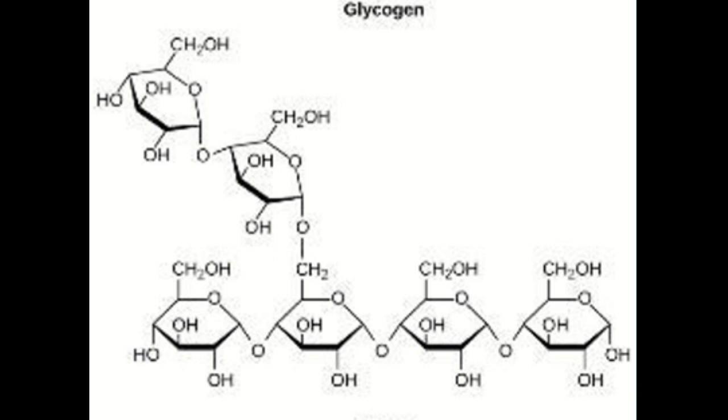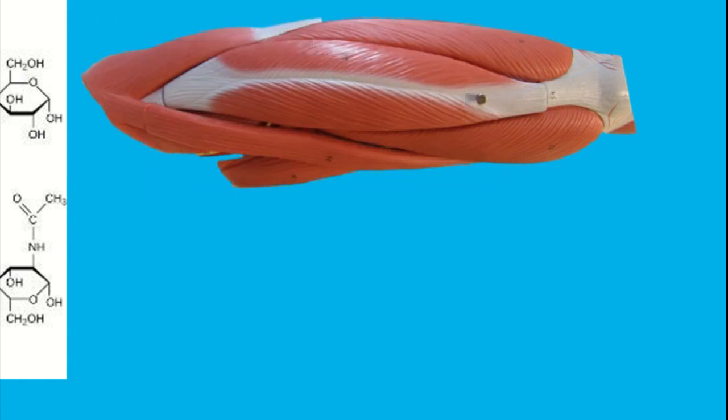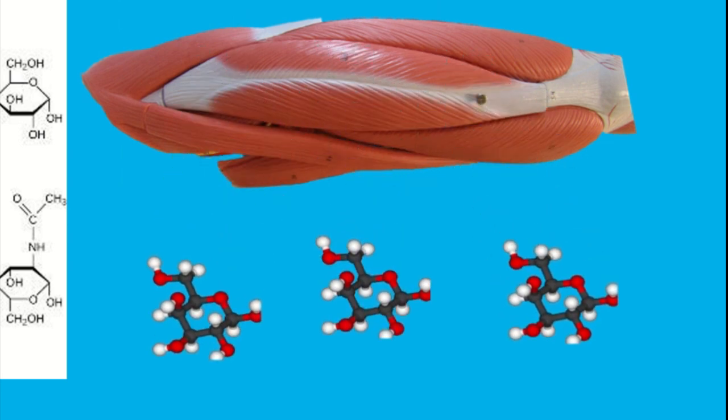Glycogen is a branched chain of glucose molecules made by animals. These are stored in the liver and muscle cells as energy reserves. When glucose levels drop in animals, glycogen is broken down to release individual glucose molecules. If there is too much glucose, these molecules are then stored again as glycogen in the muscles and liver.